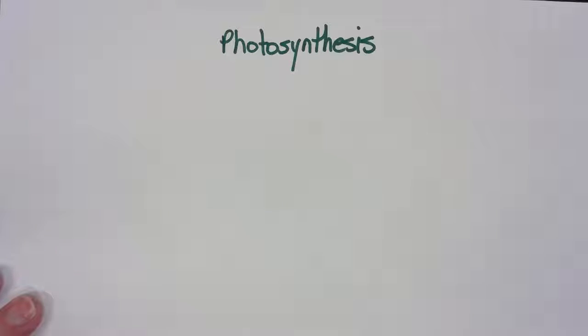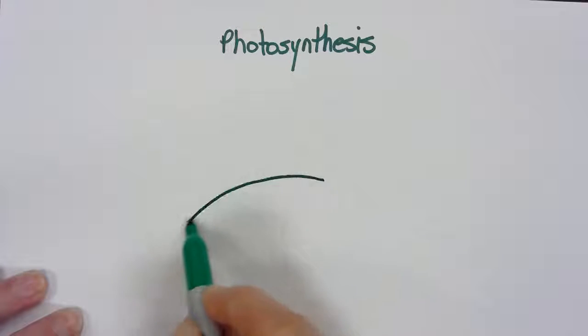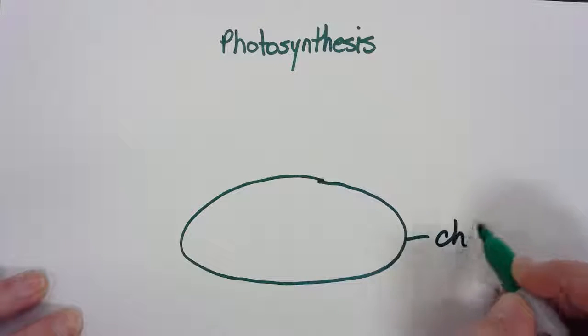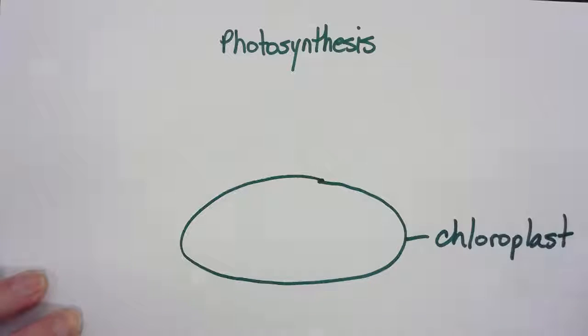Okay, let's start with photosynthesis. Now we're going to discuss everything that goes along with the drawing, just like we did in class. So when photosynthesis happens, it's going to take place within our chloroplast. That is the organelle where everything happens for photosynthesis.